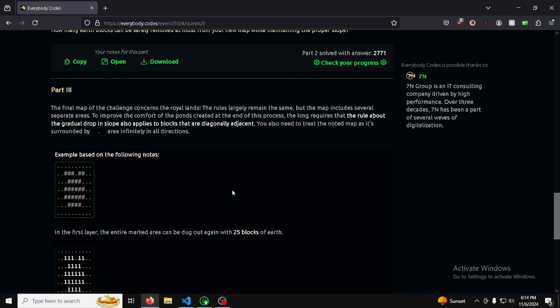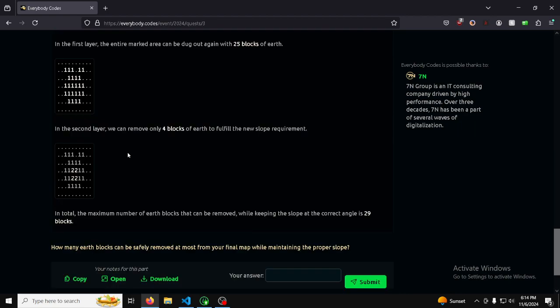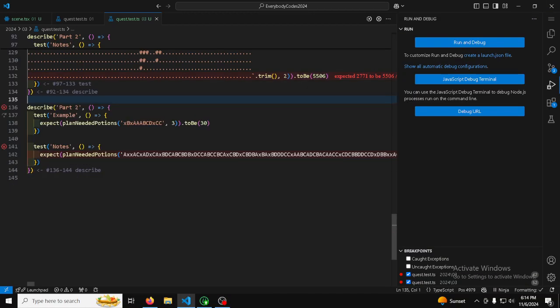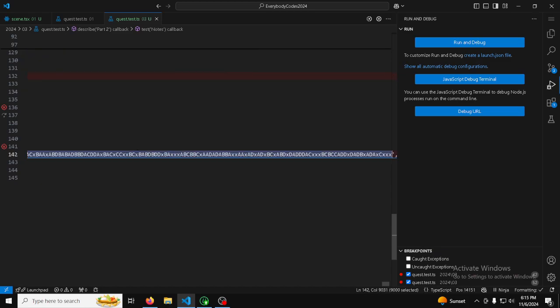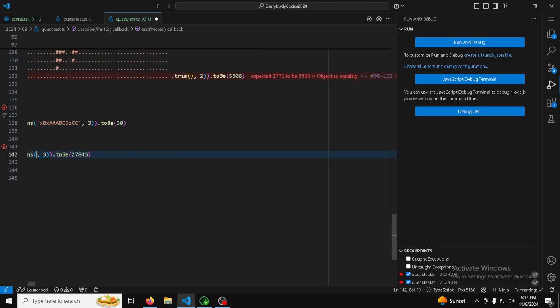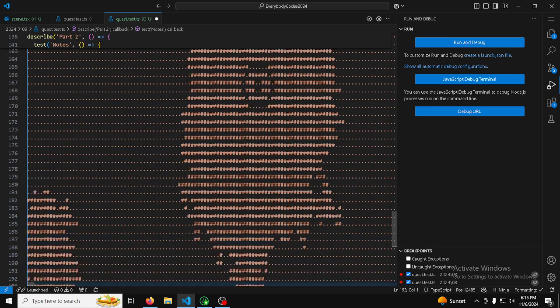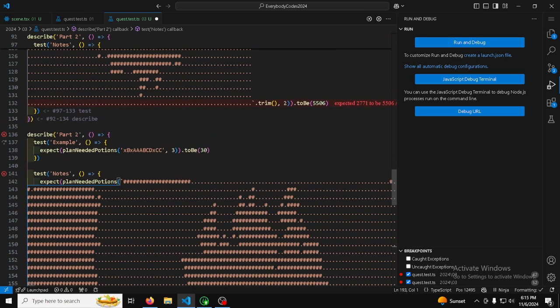I did it. The final map, Royal Lands. Oh, great. Also applies to diagonals. Is that literally it? Just go diagonal? Just go diagonal. I love it. Don't look at all the NaNs in the terminal. Pretend the NaNs do not exist. They cannot harm you. Exactly. Even VS Code's starting to not appreciate that one.